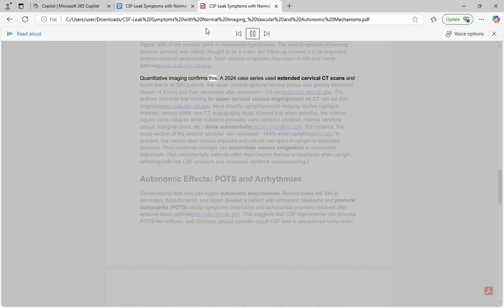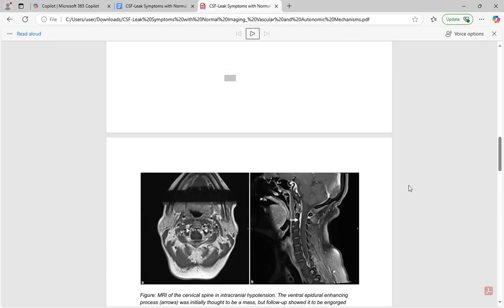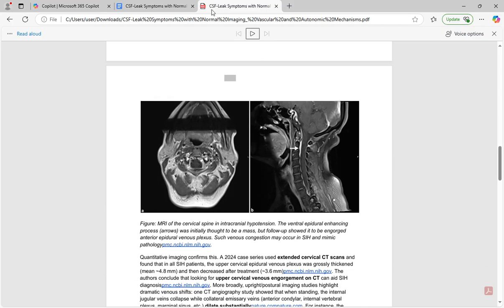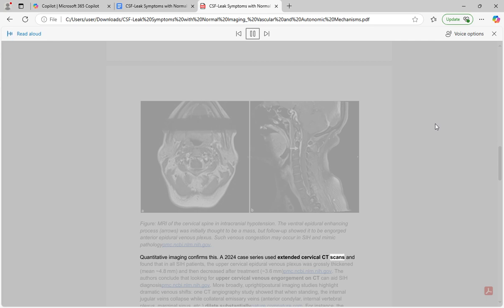Quantitative imaging confirms this. A 2024 case series used extended cervical CT scans and found that in all SIH patients, the upper cervical epidural venous plexus was grossly thickened, mean 4.8 mm, and then decreased after treatment, 3.6 mm. The authors conclude that looking for upper cervical venous engorgement on CT can aid SIH diagnosis.